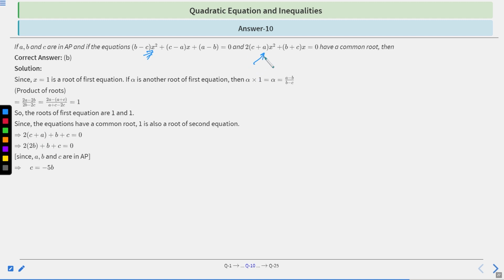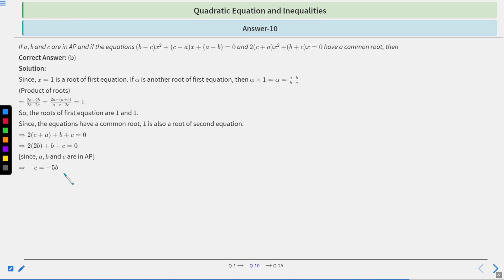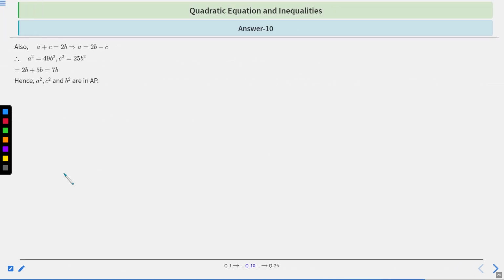Now let's put x equal to 1 in this equation. We get 2c plus a plus b plus c equal to 0. After solving, let's take c plus a as 2b, as we know that a, b, c are in AP. So after solving, we get c equal to minus 5b. Clear? c equal to minus 5b. Now a plus c equal to 2b, so a can be written as 2b minus c. Now square both sides. Squaring both sides, we get a square is equal to 49b square.